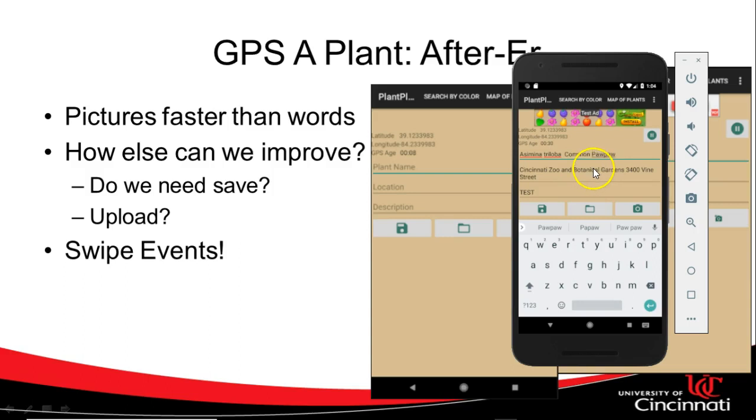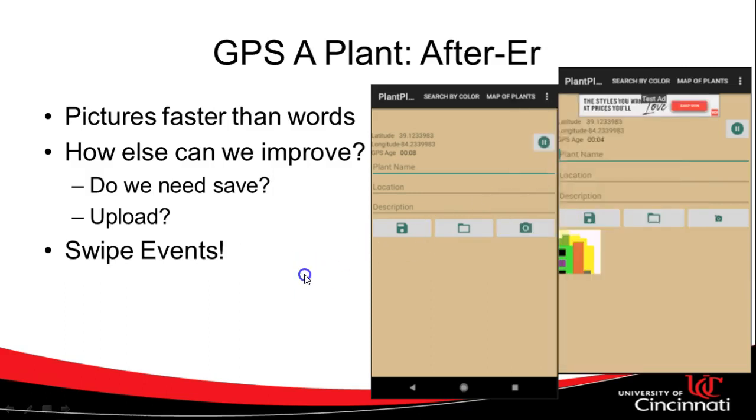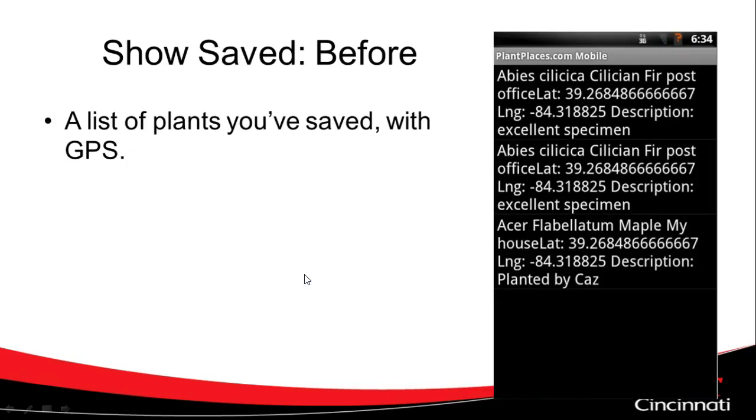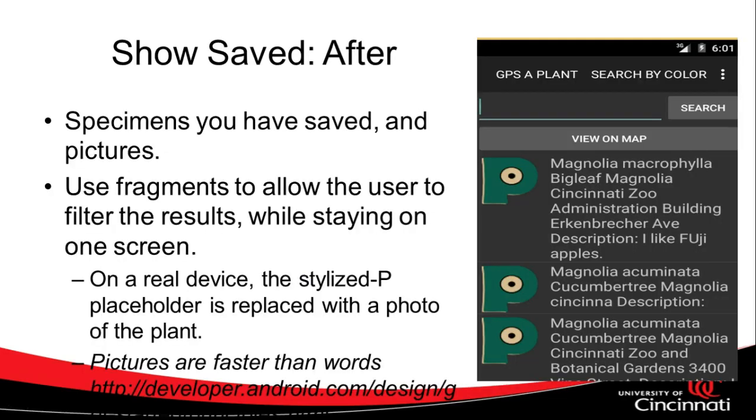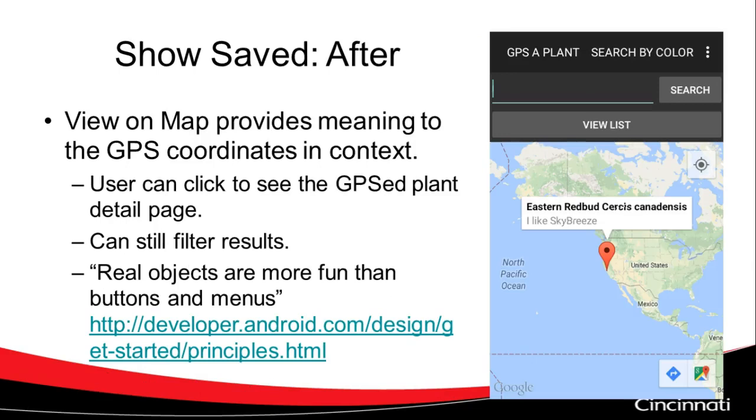So how could I go edit an old record? Well, potentially I could swipe the other way. That's one thing I'm working on now, the ability to integrate swipe events. And then we can get rid of the save button as well. Then we have even less clutter on our screen. So, show saved before, show saved afterwards, and then I showed you that one live as well.